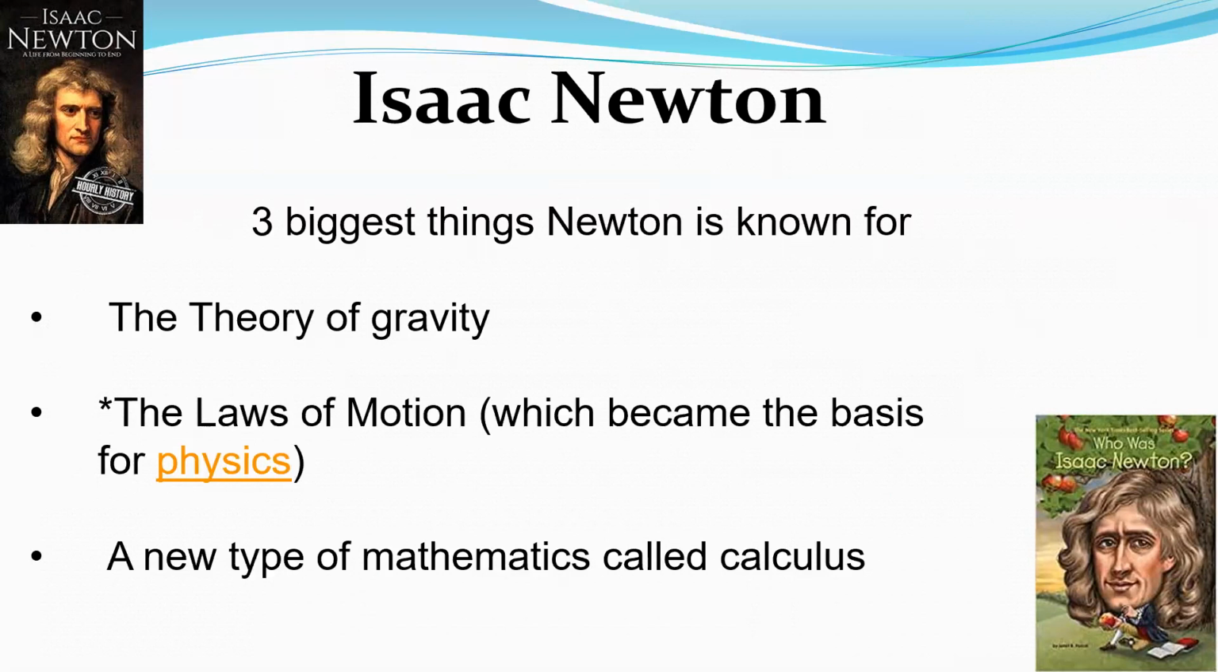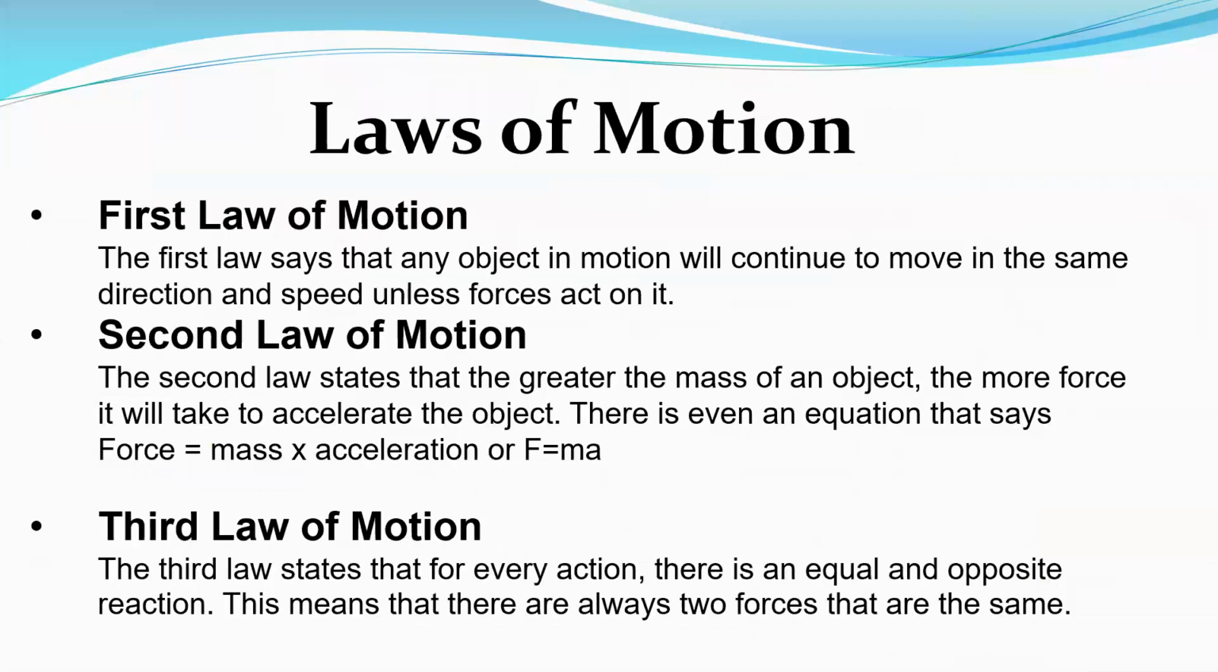So last week, we talked about the laws of motion, and there were three laws of motion. You had the first law of motion. The first law of motion says that any object in motion will continue to move in the same direction and speed unless forces act on it. Then you have the second law of motion. The second law of motion states that the greater the mass of an object, the more force it will take to accelerate the object. Then the third law of motion. The third law of motion states that for every action, there is an equal and opposite reaction.